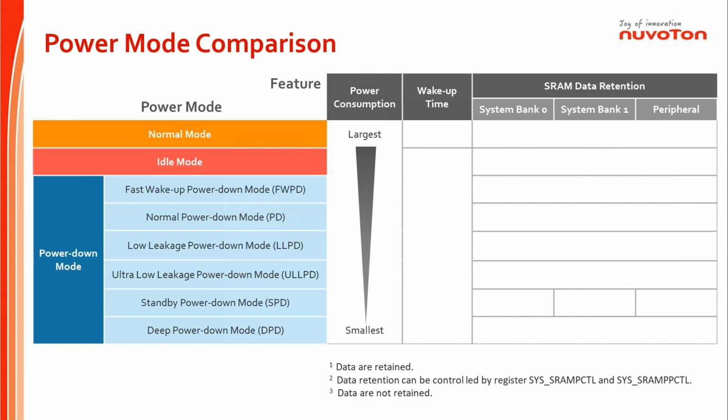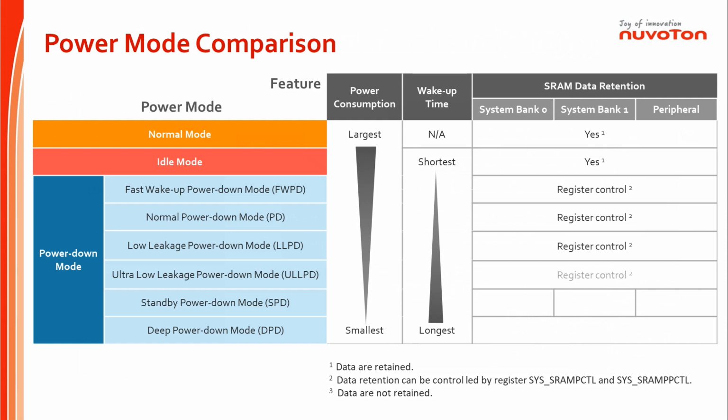For wake up time, normal mode is system startup mode, so there is no wake up time. Other power modes, which are more power saving, take more wake up time to return to normal mode. For data retention, in normal mode and idle mode, all data is retained. In power down mode, SRAM power can be controlled by registers. If the user wants to save power, you can disable SRAM power in power down mode, but the data in SRAM are also lost after wake up.